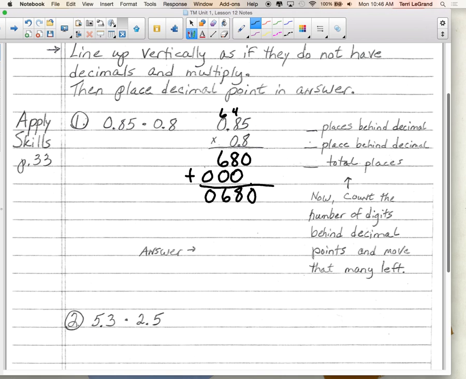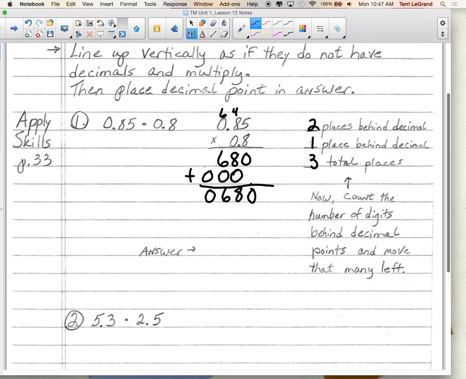Okay, now we go back and we pay attention to the numbers we were multiplying, the factors they're called. We have 0 and 85 hundredths. How many places behind the decimal? 2. Put a 2 here. 8 tenths. How many places behind the decimal? 1. 1 place behind the decimal. So now we total up how many places are there behind the decimal? 3. 2 plus 1, there are 3 total places.